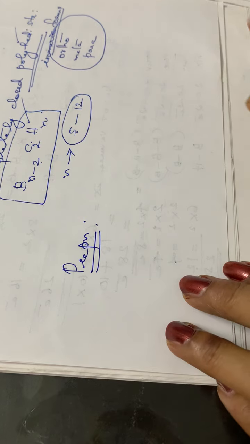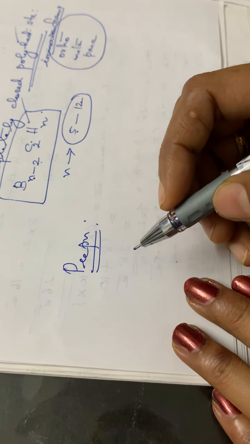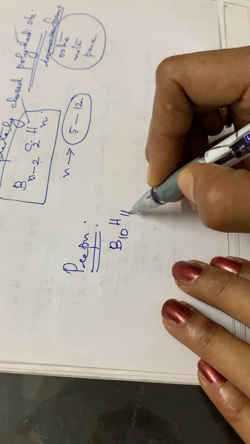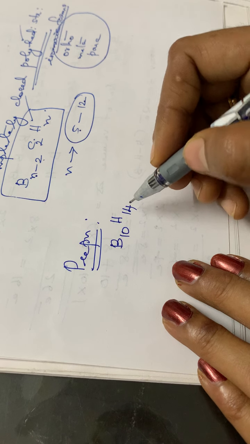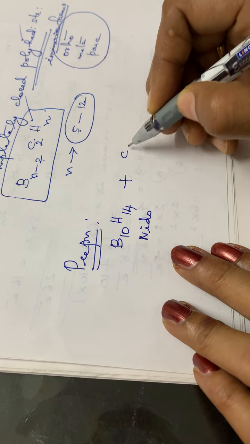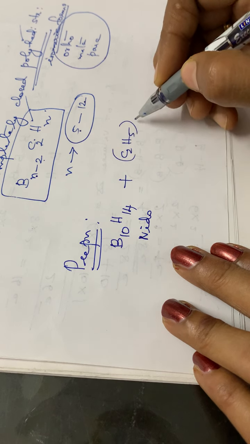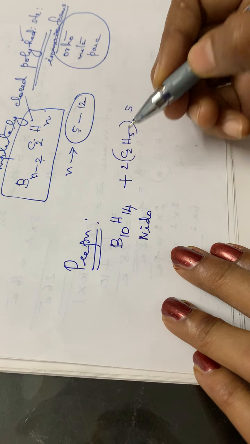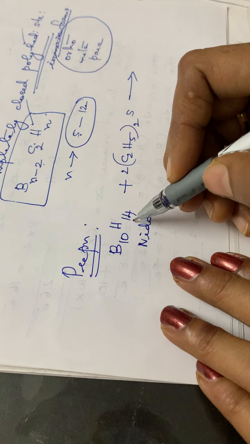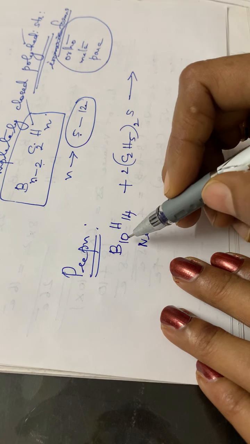Then the next one is the preparation of closocarboranes. Starting from the nidoborane B10H14, which is a nidoborane BnHn+4, on treating with diethyl sulfide, (C2H5)2S, two hydrogen atoms are replaced by the diethyl sulfide.